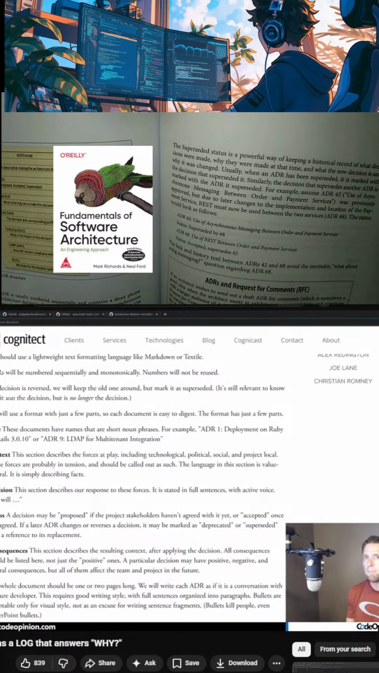Context. This section describes the forces at play, including technical. Decision. This section describes our response to these forces, stated in full sentences. Status may be proposed if the project stakeholders haven't agreed yet, or accepted if we agreed. If later either changes to or reverses a decision, it may be marked as deprecated or superseded with a reference to its replacement. Consequences. This section describes the resulting context after applying the decision. All consequences should be listed, not just the positive ones. A particular decision may have positive, negative, and neutral consequences.